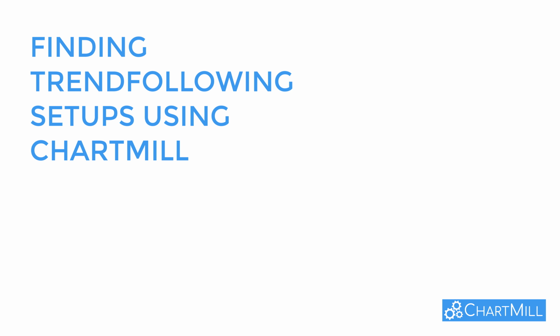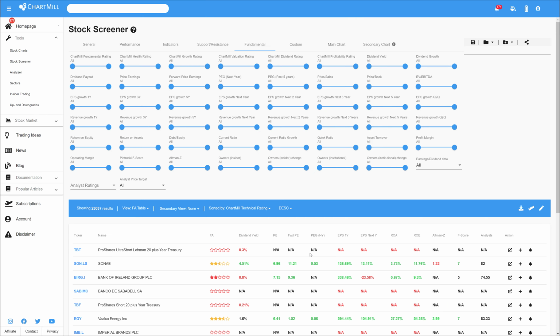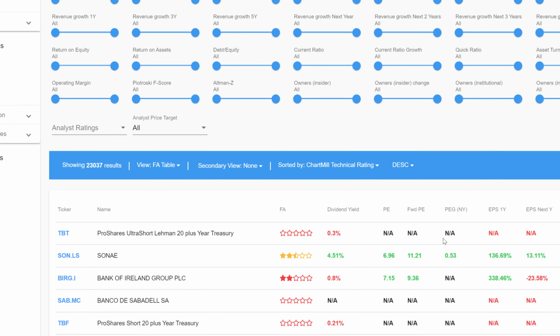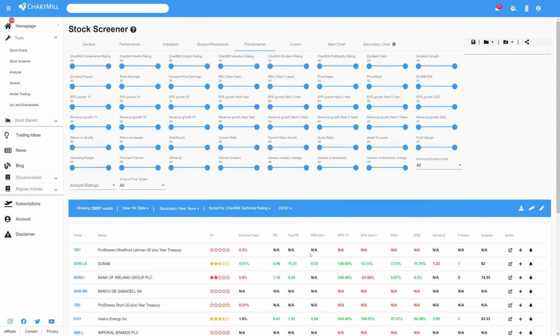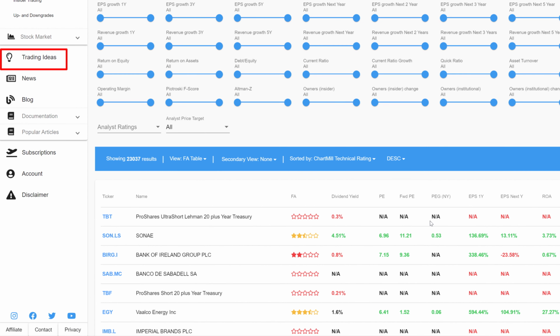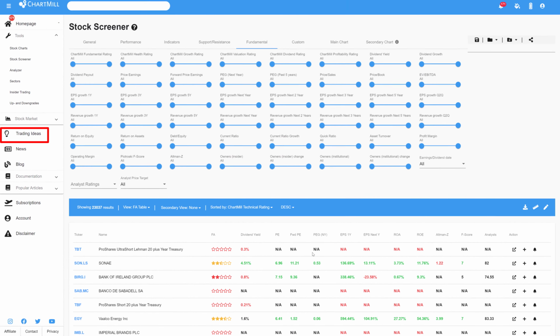Finding quality setups among the many thousands of stocks is anything but an easy task. ChartMill, for example, tracks more than 23,000 stocks and ETFs worldwide on a daily basis. Fortunately, the software allows you to quickly and efficiently obtain a basic selection of stocks with which you can get started. So I briefly go over a number of screens from the Trading Ideas page, which can be used as a basis for trend following strategies.